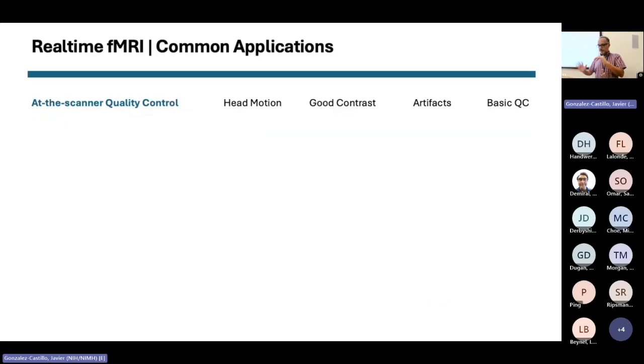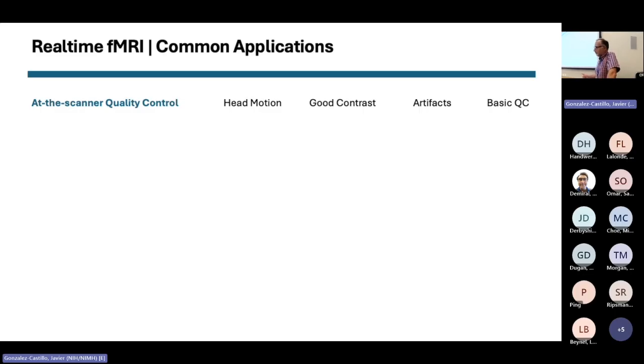So the last part before moving to neurofeedback. The main application, first of all, at the scanner is quality control. You cannot believe how important and useful it is to just be able to see whether your subjects are moving or not. For me, since I've been scanning this way, I don't want to scan when this is not available. It saves a lot of time.